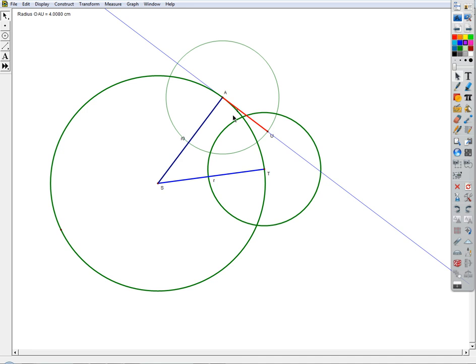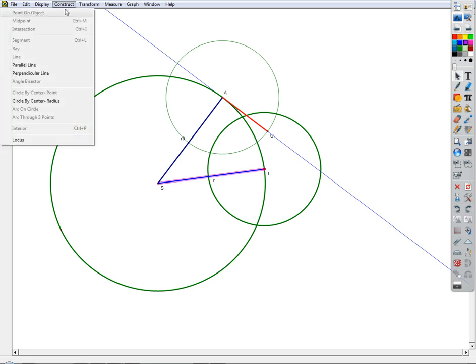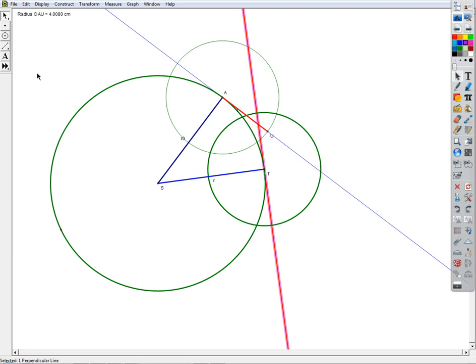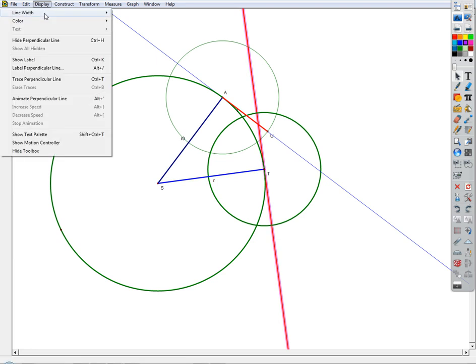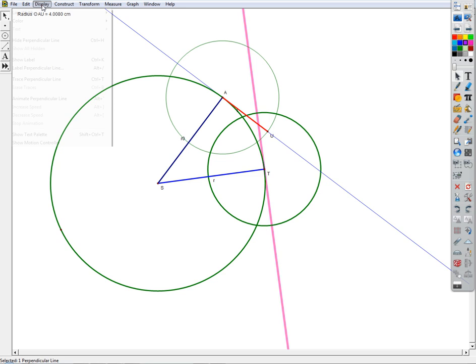Okay, that label's in the wrong spot. Can't move that label. That's not good. Oh well, that's okay. That's V. So now we're going to do the same thing here. We're going to construct a perpendicular line. What are we trying to find? You'll see.